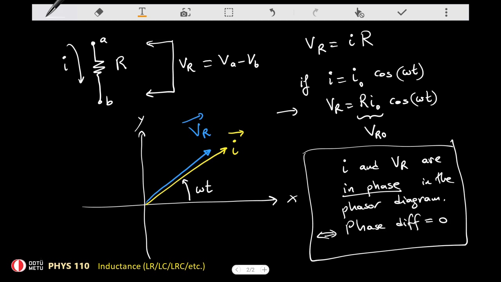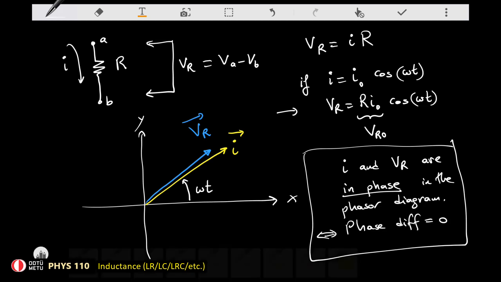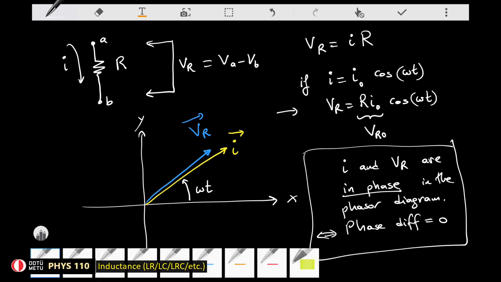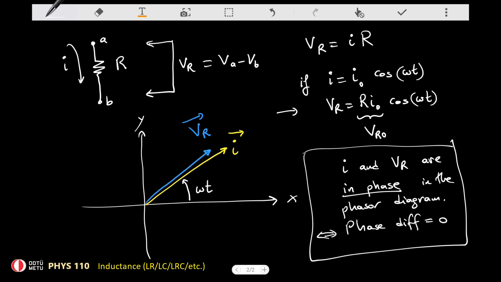So we talk about the phase difference and then the amplitude relationship, but you can see that here the amplitudes are related in the same way. So I think I need to erase something in here, but let's just forget about it. Therefore the amplitude is basically I0 multiplied with R. So this is the amplitude relationship.